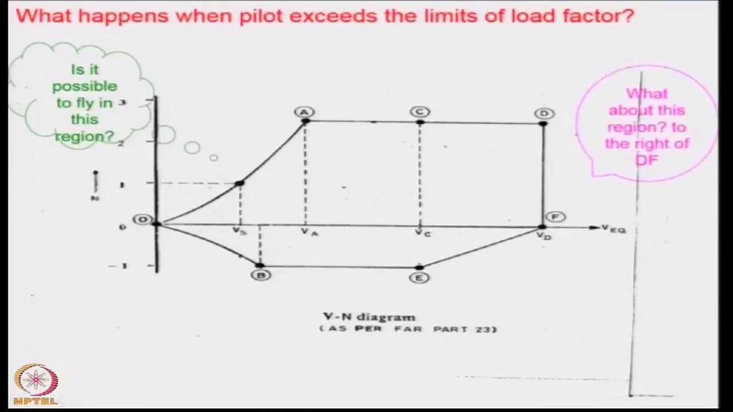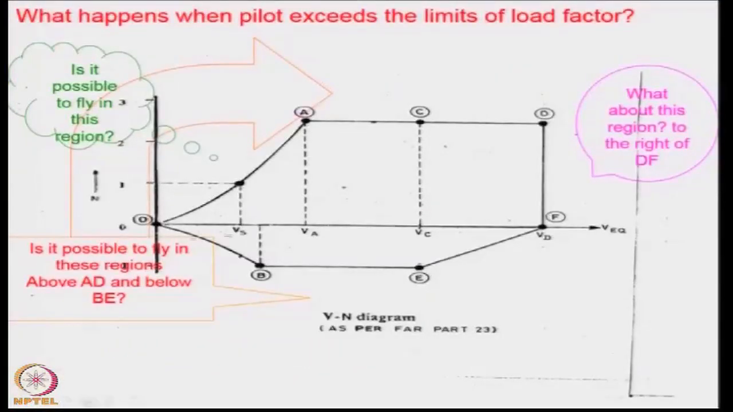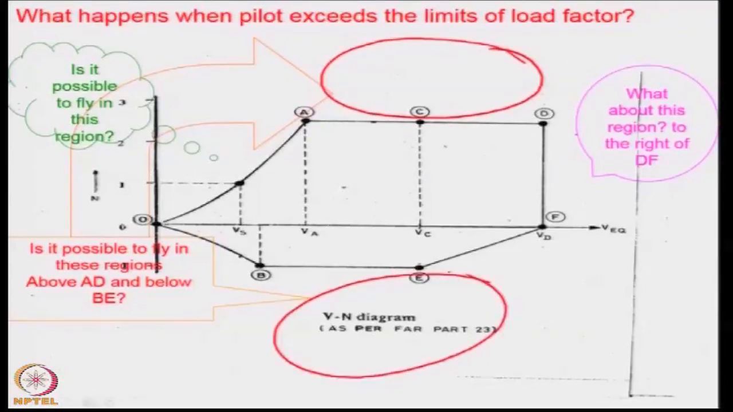Okay. What about to the right of the line DF? What about in this region? No. In this region, we cannot go because you have already exceeded the speed which the power plant can provide you. You will not be able to go in that area generally because of the power plant limitations. Okay. So, can you fly in the regions above AD? That is, can you fly in this region or in this region?